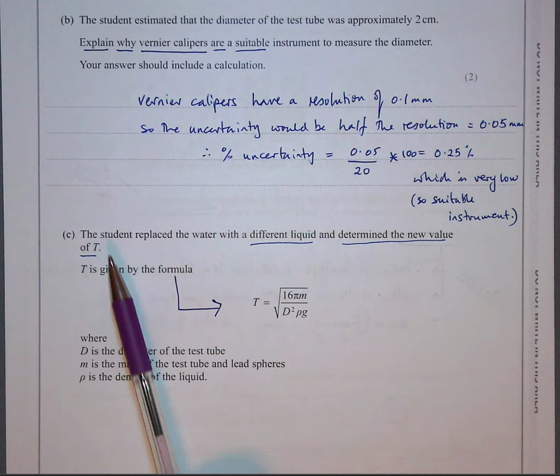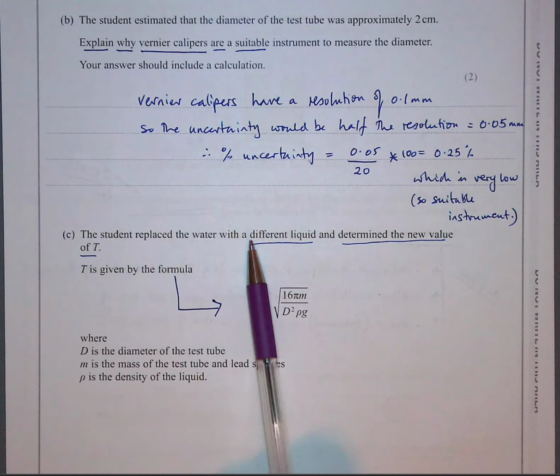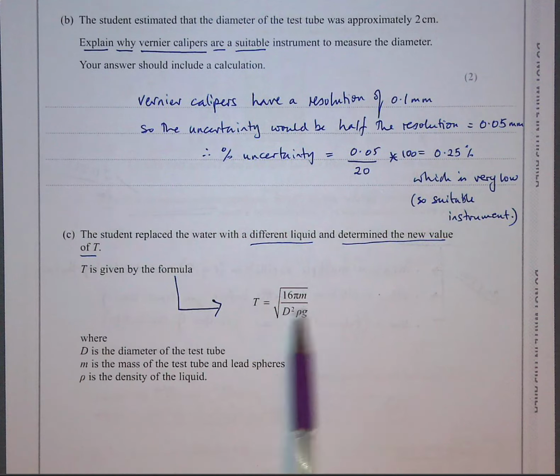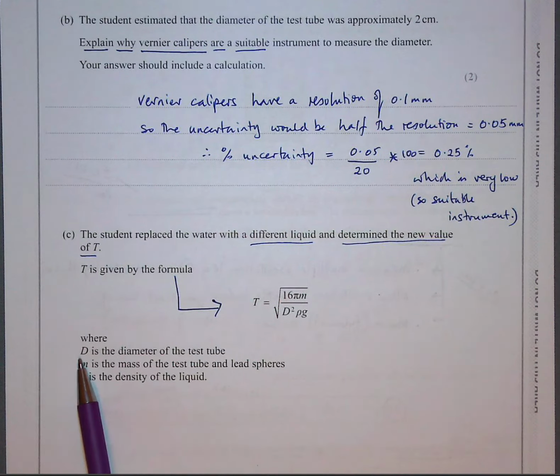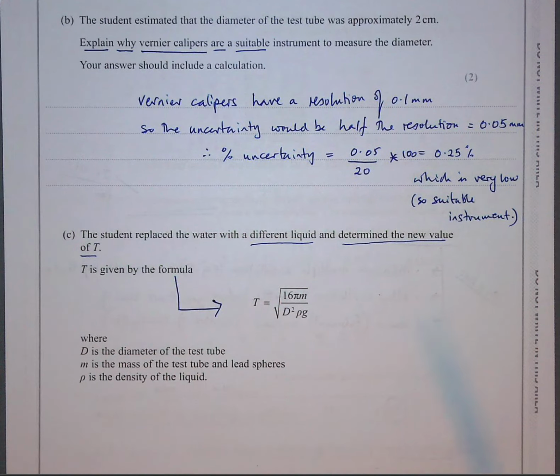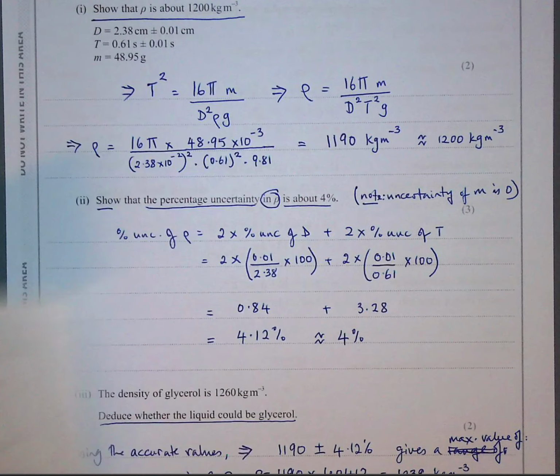Part C, coming to the end of the paper. The student replaced the water with a different liquid and determined the new value of T. T is given by this formula, or so they tell us, where D is the diameter of the test tube. That was 2 centimeters, roughly. M is the mass of the test tube and the lead spheres inside it, and rho is the density of the liquid that is being used. Okay, so we're going to use that equation in the next part to do the analysis.